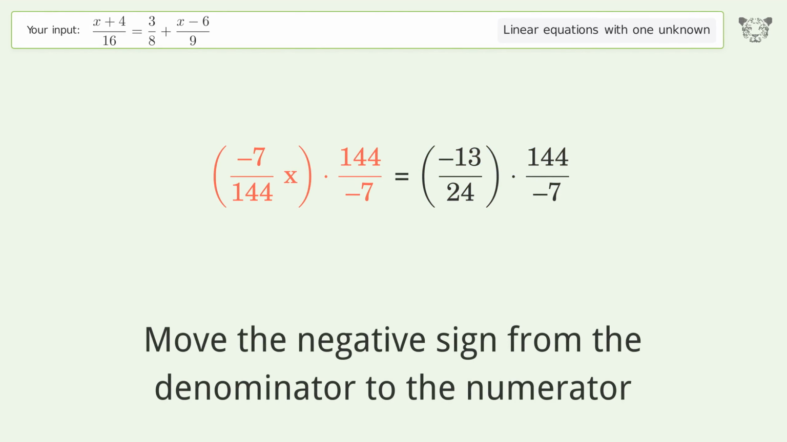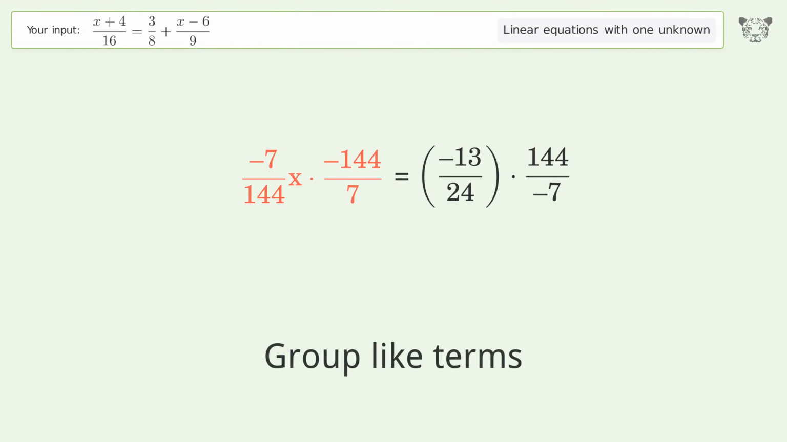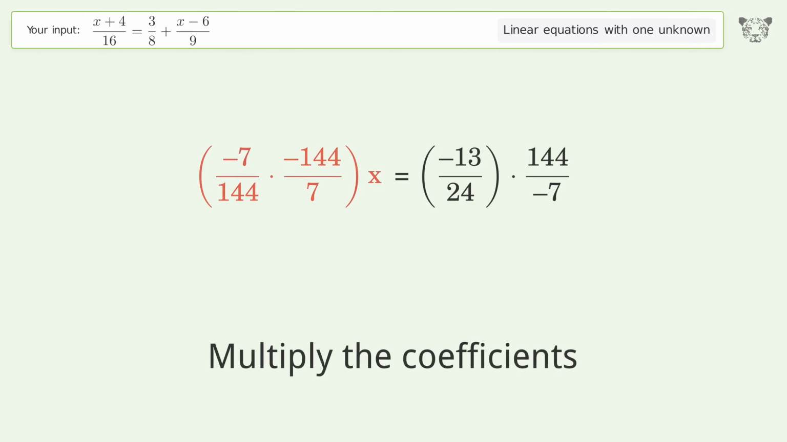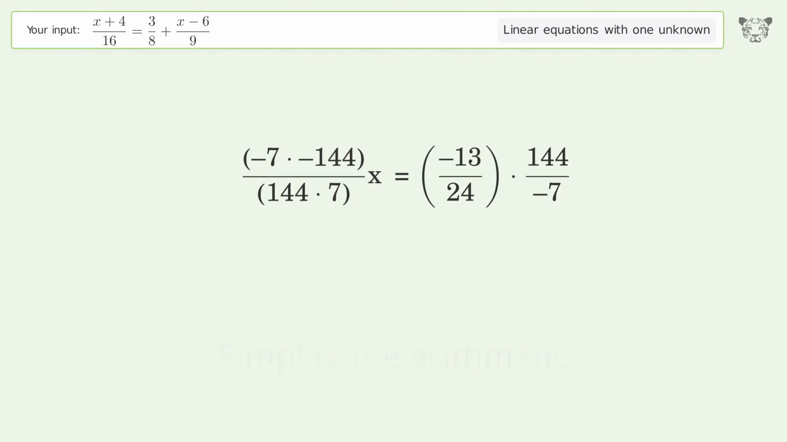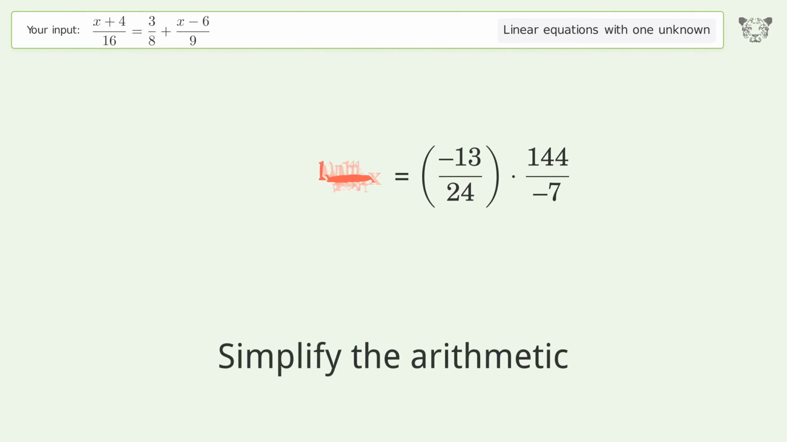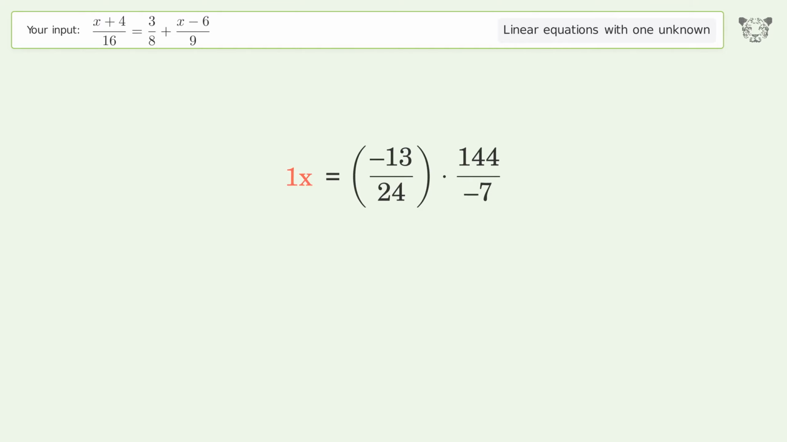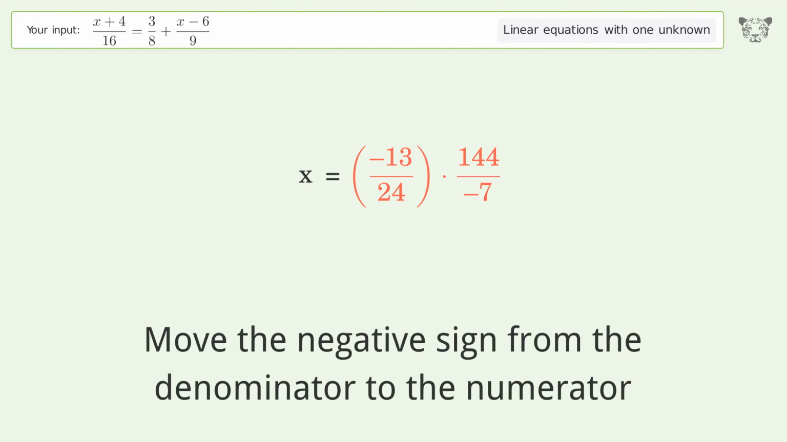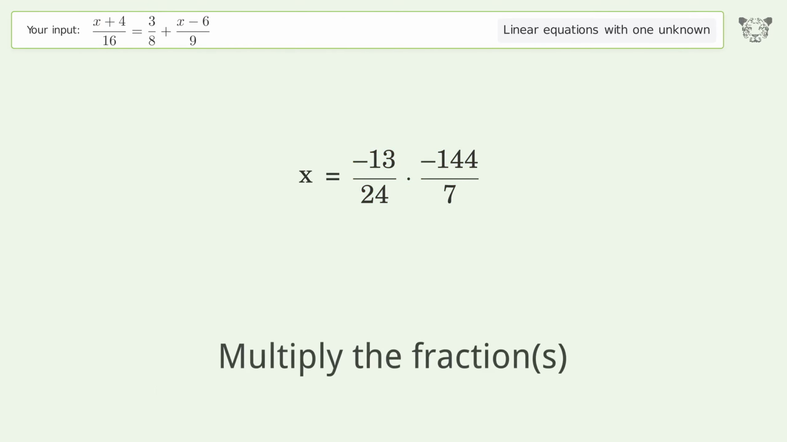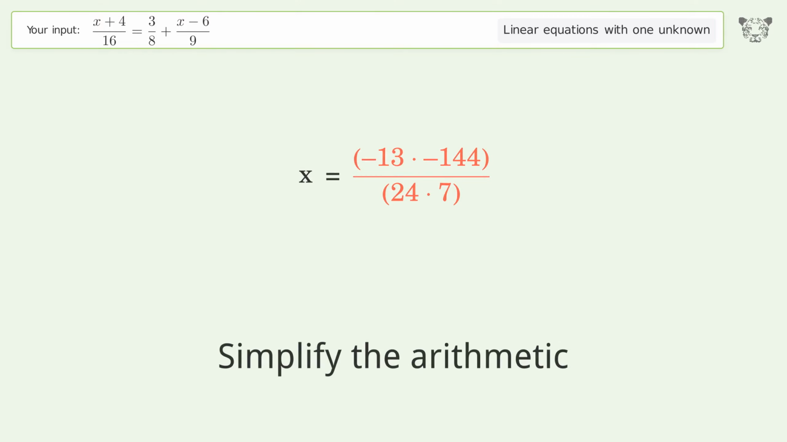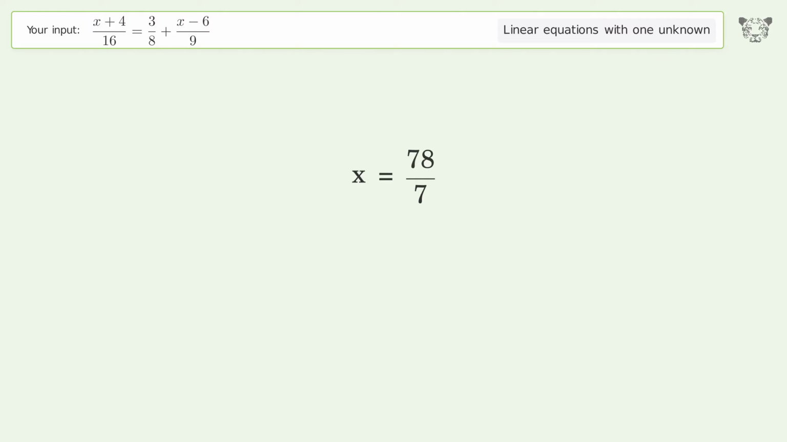Move the negative sign from the denominator to the numerator. Group like terms. Multiply the coefficients. Simplify the arithmetic. Move the negative sign from the denominator to the numerator. Multiply the fractions. Simplify the arithmetic. And so the final result is x equals 78/7.